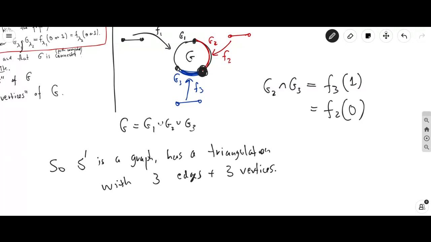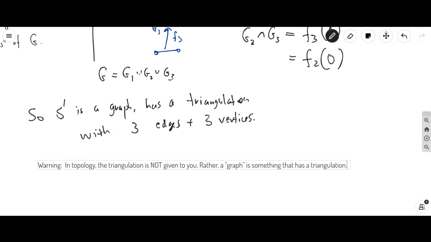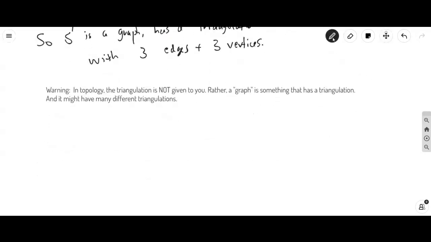Now, here's what you need to understand, and this is a very important point, this is a warning. In topology, the triangulation is not given to you. Rather, a graph is something that has a triangulation, and it might have many different triangulations. That's just one way to do it. So you could find a triangulation with 3 vertices and 3 edges. But you can also do it differently, and you can easily imagine many other ways. You can take the same circle and triangulate it like this, and then you have 4 vertices and 4 edges.